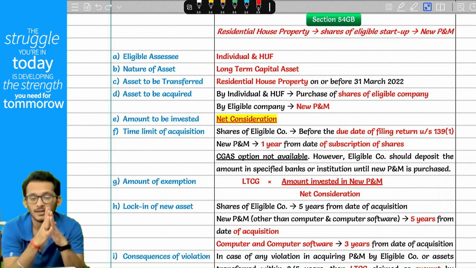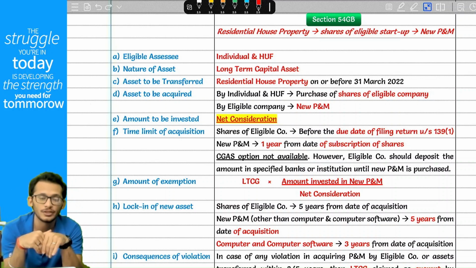If you do not invest your net consideration, then in that case you will have a proportionate exemption, and the rest will be taxable in the year of violation.